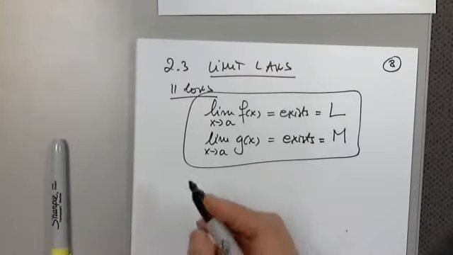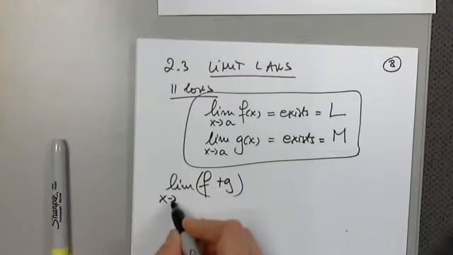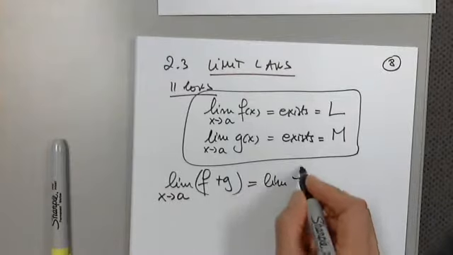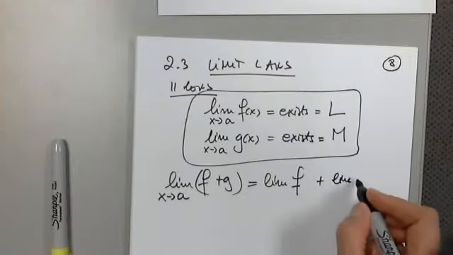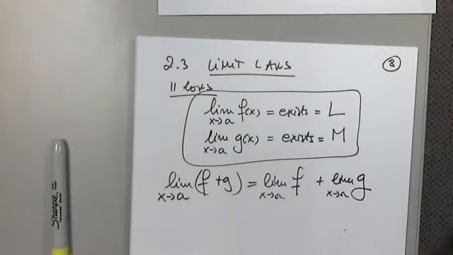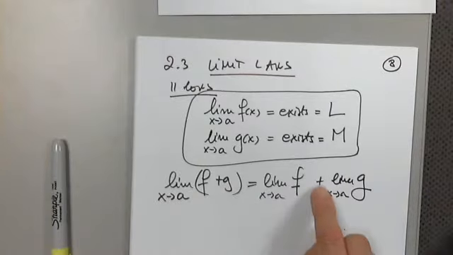So here's the first limit law. The limit of a sum of functions as x approaches a from either side is the limit of the first function plus the limit of the second function as x approaches a from either side. This is not a distributive law. Do not consider it a distributive law. It's not. It's a limit law that says the limit operator applied to a sum of functions is the sum of the two limits.